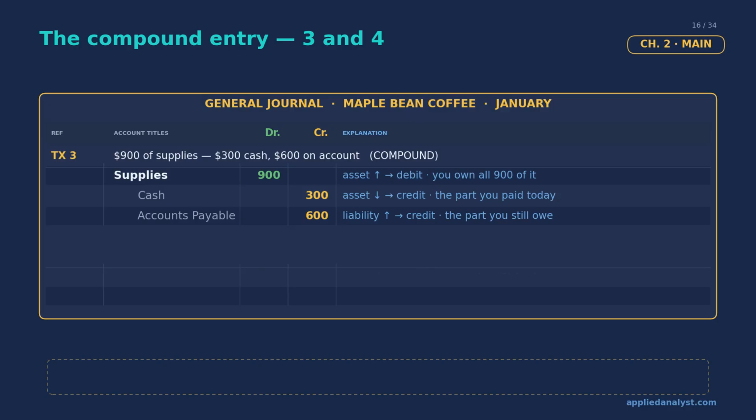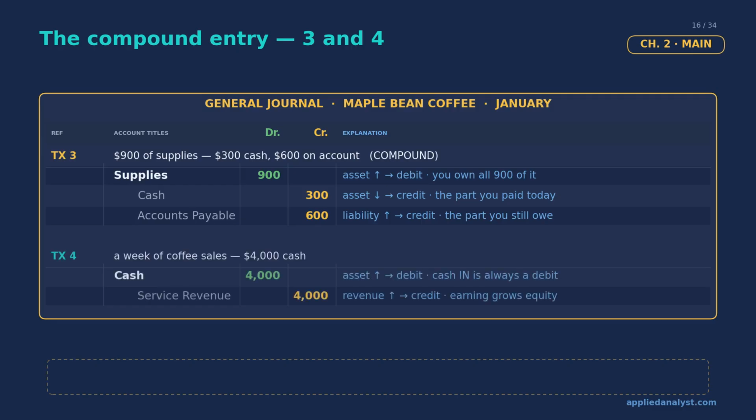900 of supplies, 300 paid in cash, 600 on account. Supplies up 900, debit. Cash down 300, credit. And the unpaid 600 is a brand new promise. Credit accounts payable. 3 accounts in 1 entry. And the debits still equal the credits.